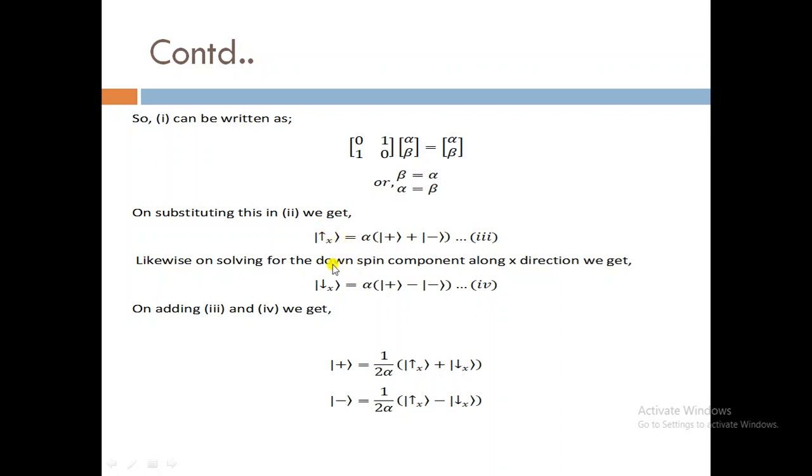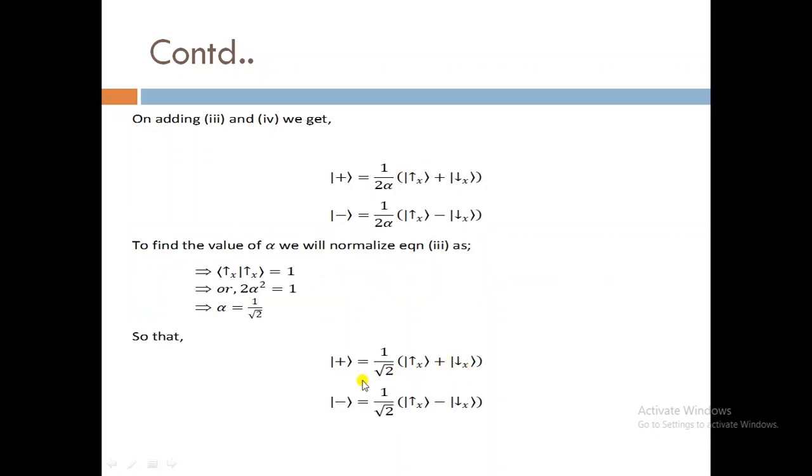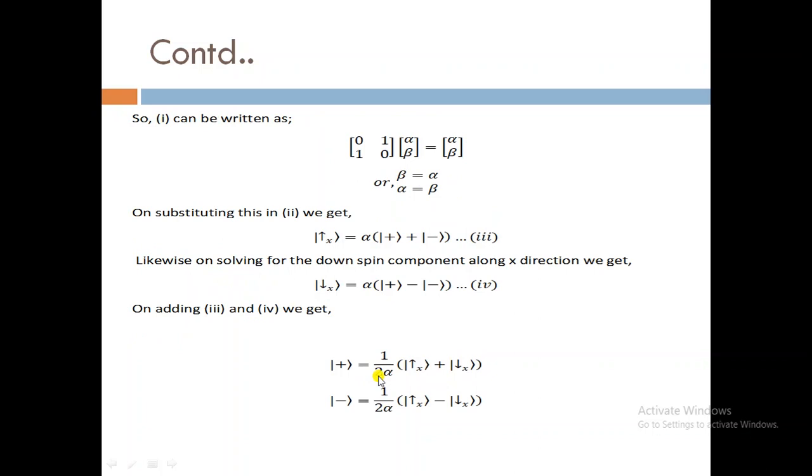So plus ket we will find: plus ket equal to |↑x⟩ plus |↓x⟩ divided by 2 alpha, or |↑x⟩ ket plus |↓x⟩ ket divided by 2 alpha, from here.